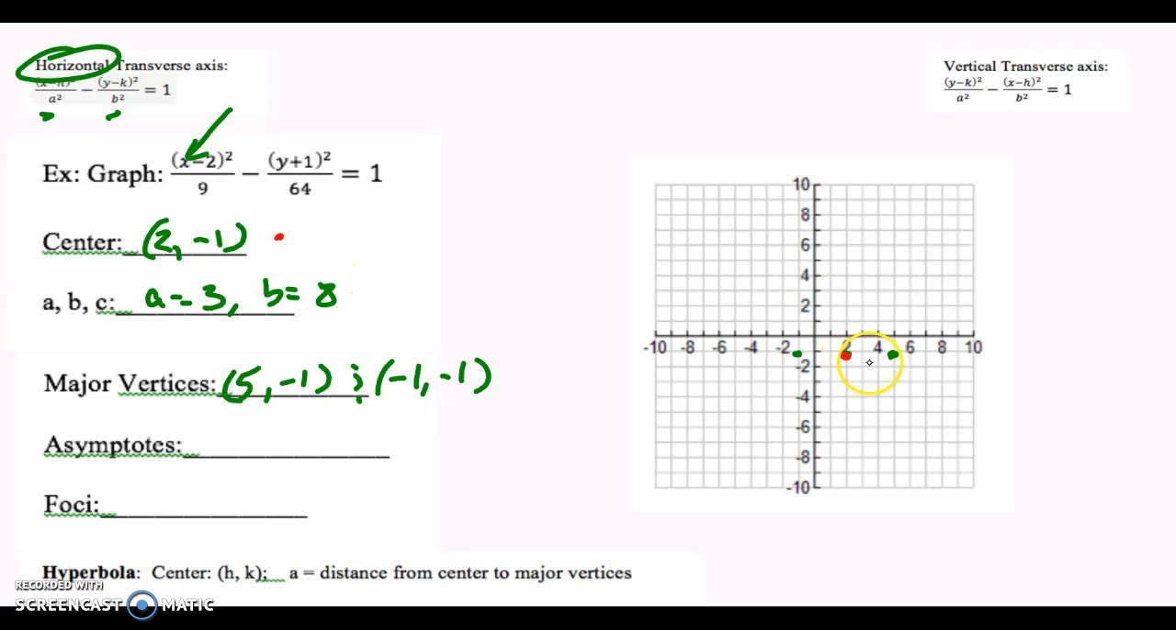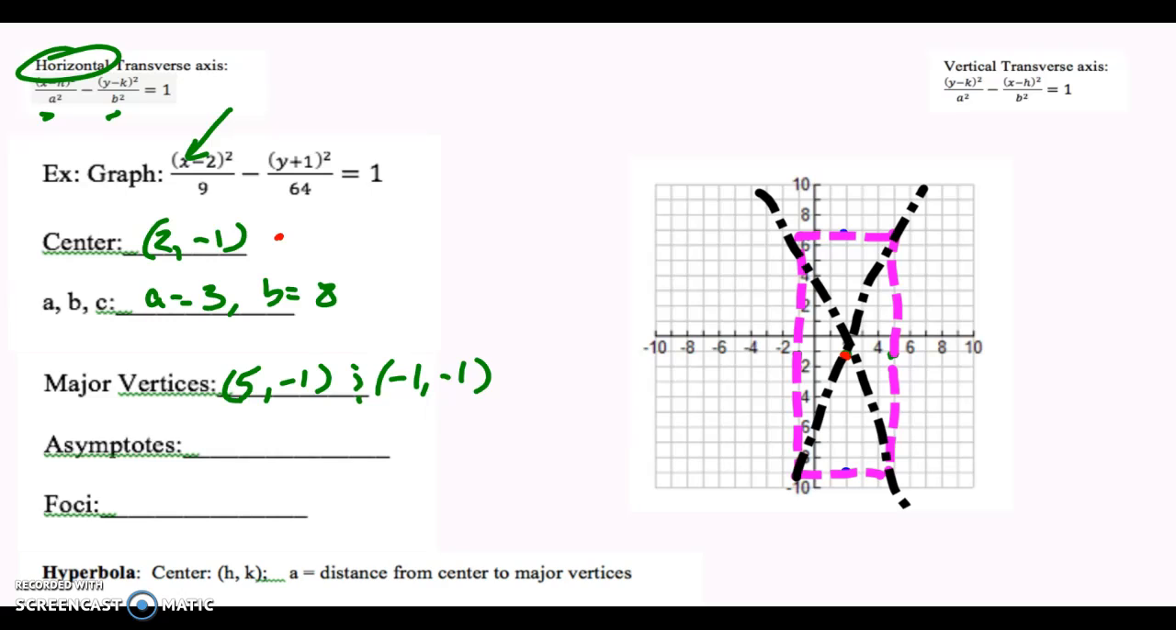Now the B value says I have to add 8 to the Y value. So let's add 8 to the Y value of the center, and that's going to put me at 2, 7. It's also going to put me at, if I subtract 8 from the Y value, at 2, -9. These blue values are going to be the endpoints of the box. I'll sketch my box. And if I sketch the diagonals of that box, those are going to be my asymptotes.